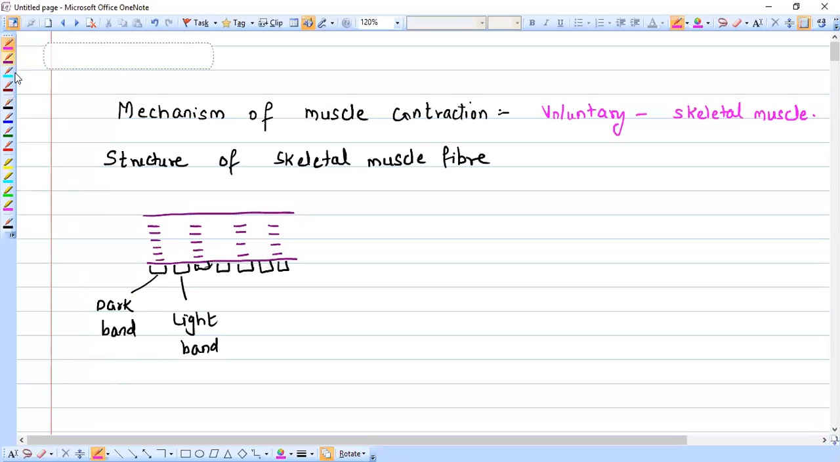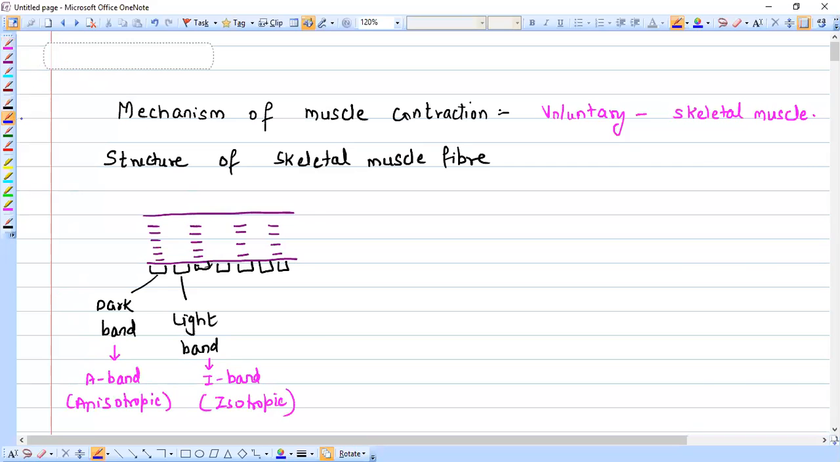What is the other name for the dark band? The dark band is called the A band, an anisotropic band. It will not allow the light to pass through it. Whereas the light band is called the I band, an isotropic band, which means it will allow the light to pass through it.